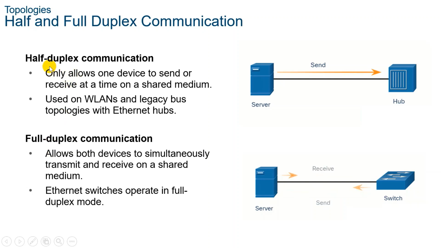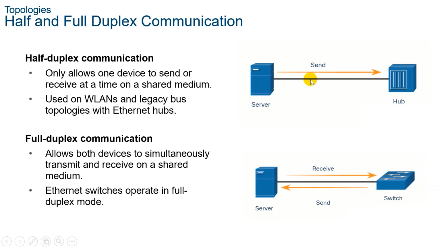When you say half duplex communication, both devices can transmit and receive on the media, but cannot do it simultaneously, as you see in this animation. It is always from the hub to the server at a time, or from the server to the hub. They cannot do it simultaneously. It is one at a time. That's the characteristic of half duplex communication. Wireless LANs and legacy bus topologies with Ethernet hubs use half duplex mode. Half duplex allows only one device to send or receive at a time on the shared medium.